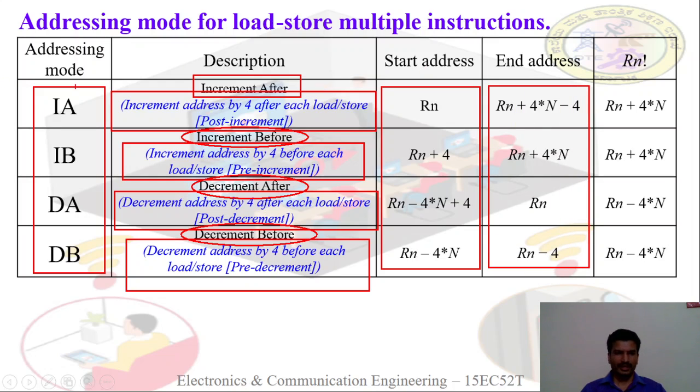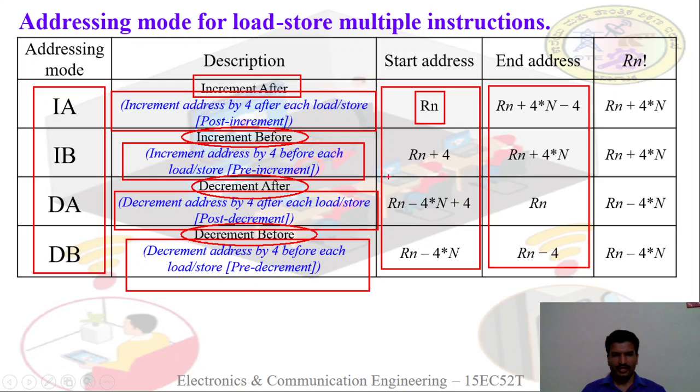So in case of IA, it performs increment address by 4 after each load or store. So it performs the load or store operation. The beginning address is Rn itself. So Rn holds the starting address. After the load, this register is incremented by 4. So Rn plus 4, that is the address for the next word. Again loading or storing the second word, again it will increment by 4, Rn plus 8. Similarly it will go on. So this is the end address.